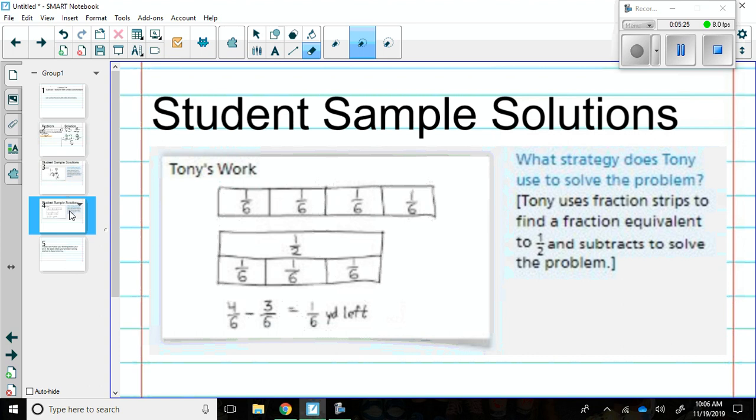Tony did his in a pictorial way. He first showed the fraction 4/6. He has 1/6 four times. Next, he wanted to make an equivalent fraction of 1/2, knowing that 1/2 equals 3/6. And now he can compare as to what is left over, showing that 1/6 was left over of his pipe, 1/6 yard.